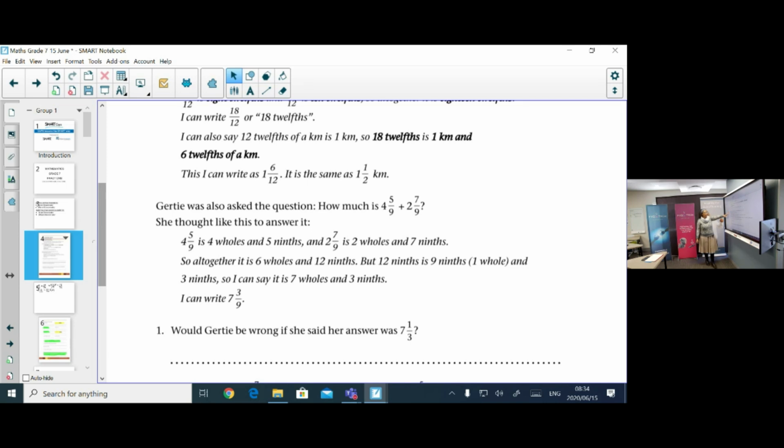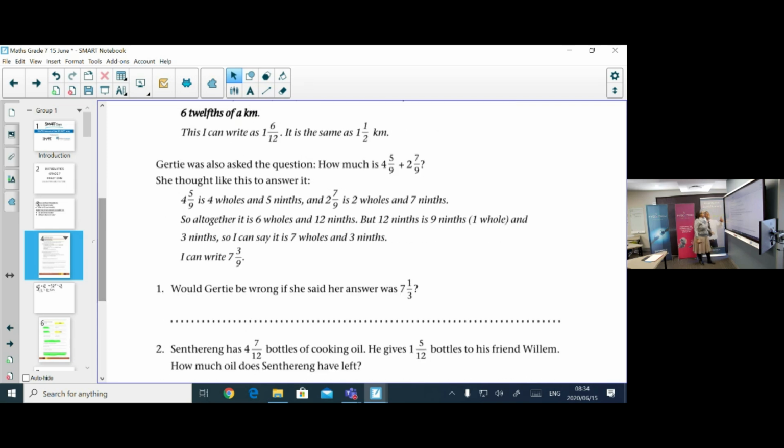Ketri was also asked the question, how much is 4 and the fraction 5/9 plus 2, 7 out of 9. He could work out the whole numbers, which is 4, and then he added the 2, he got 6. It's 4 plus 2, I'm sorry about that. He got a 6. So let's see how Ketri, when he was combining this, why did he get a 7 over there? So let's go over and then we'll answer number 1 at the same time.